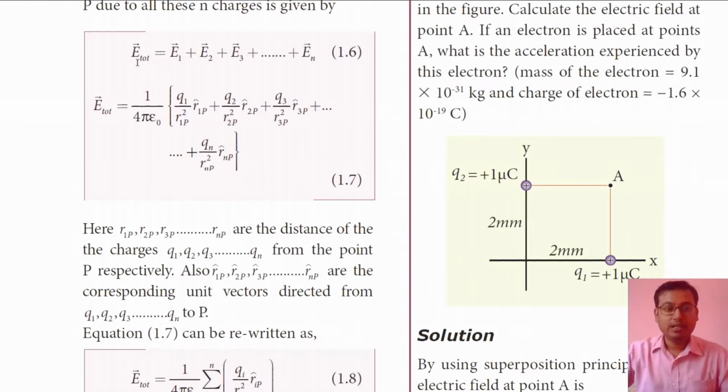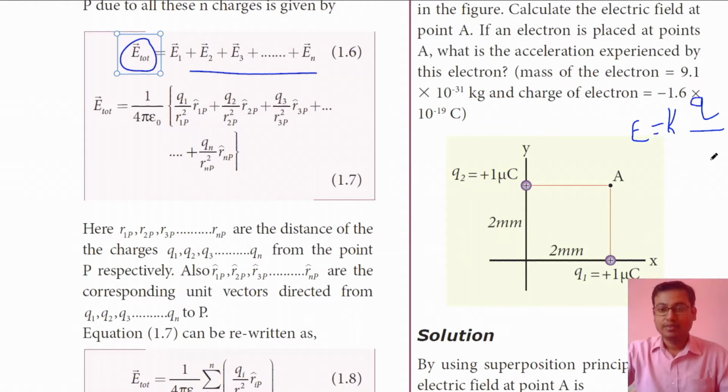Okay, so E total, that is the total electric field, is equal to E1 plus E2 plus E3 up to En, as you can see from equation 1.6. We know that the electric field at a point P because of a point charge is E equal to K into Q by R square. In our previous video session we have seen this equation.